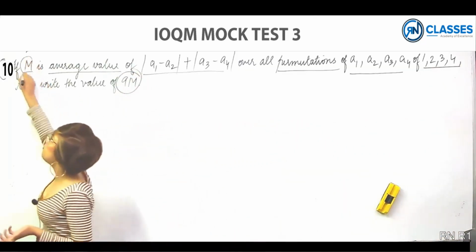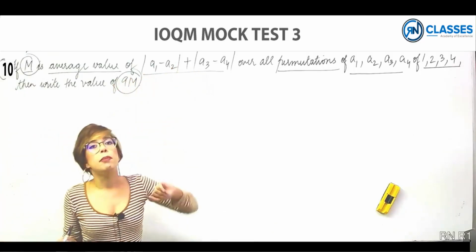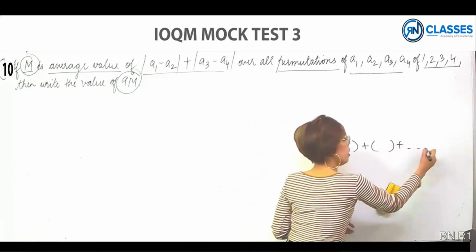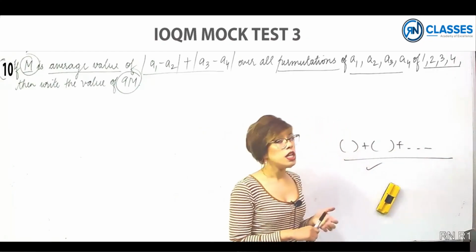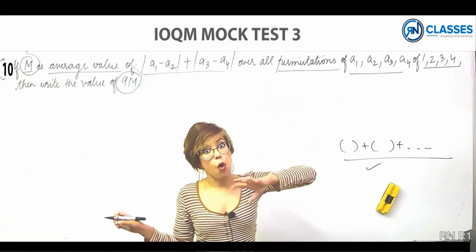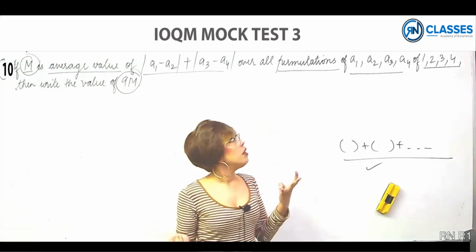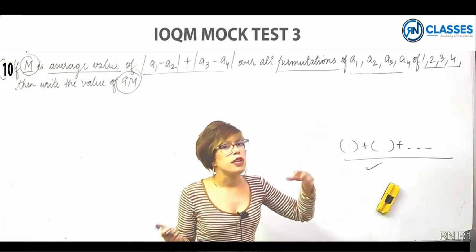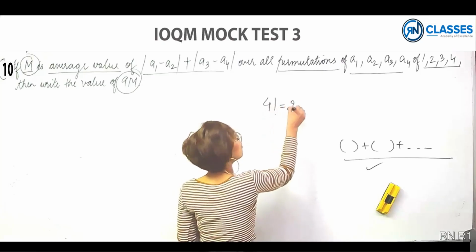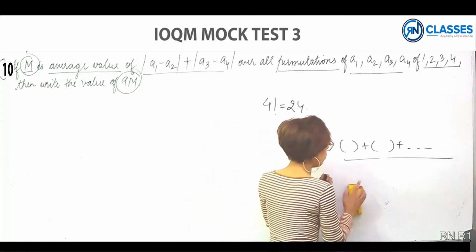Clearly I need to find the value of M. Now he says M is the average value of this over all permutations. Now average is what? Sum of all observations divided by total number of observations. Now he says over all permutations of A1, A2, A3, A4 over 1, 2, 3, 4. So I have four distinct objects. In how many ways can I do that? I can do that in 4 factorial ways, or you can say 24 ways. So total number of cases is 24.